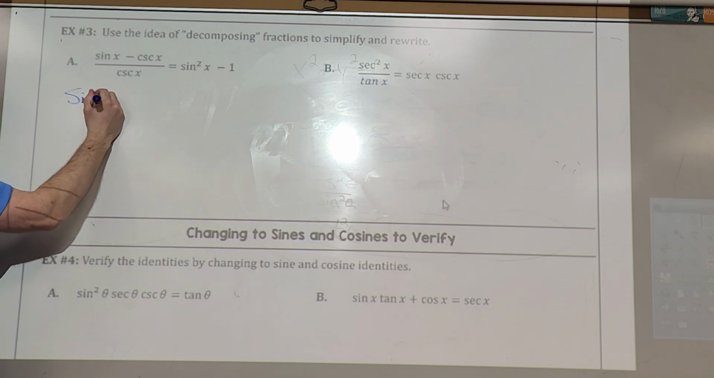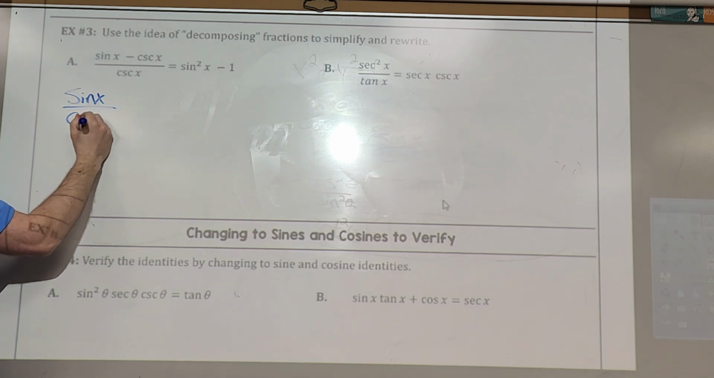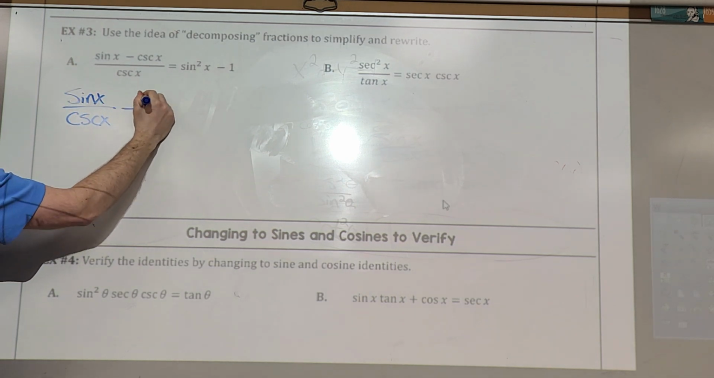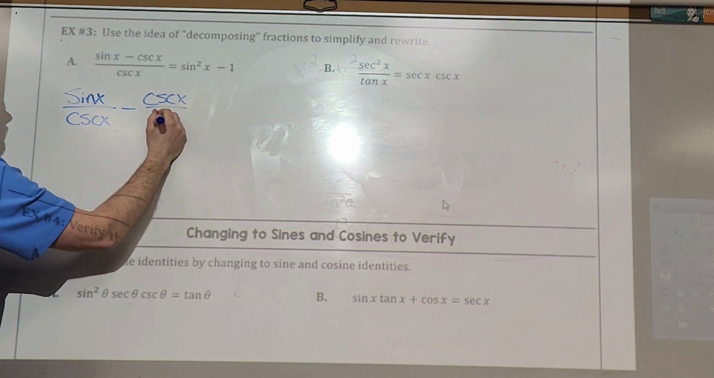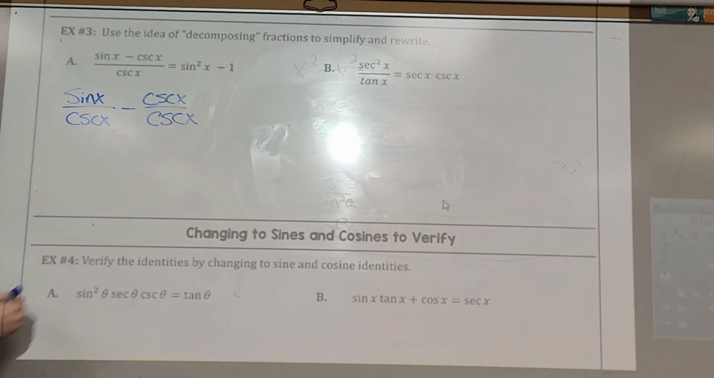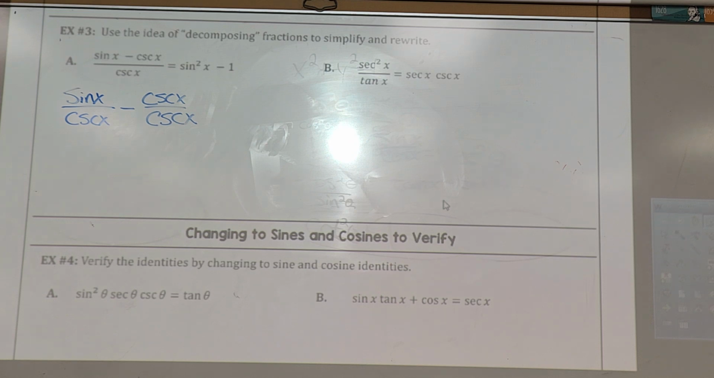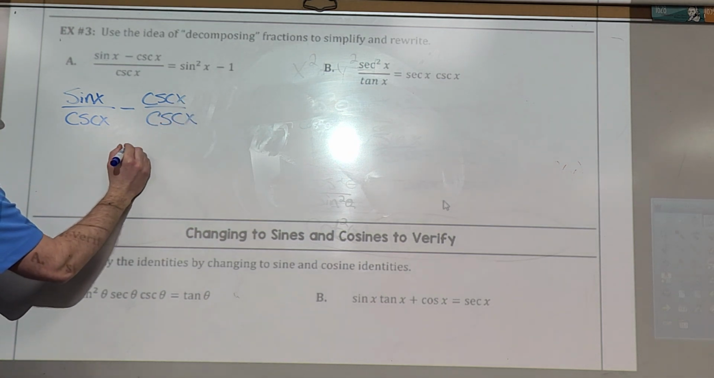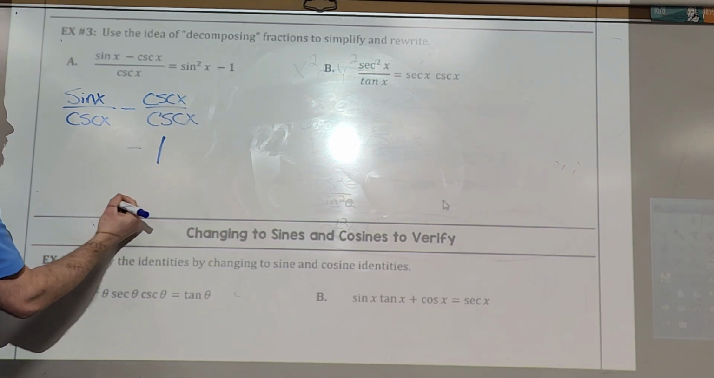So with a fraction, what can I do with this? Can I rewrite this as sine of x over cosecant of x minus cosecant of x over cosecant of x, right? You guys see what I did there? It's like if I had 1 plus 3 over 4, I could do 1 over 4 plus 3 over 4. Break into pieces. You can't just cancel that; it has to hit both. What's cosecant over cosecant? 1.